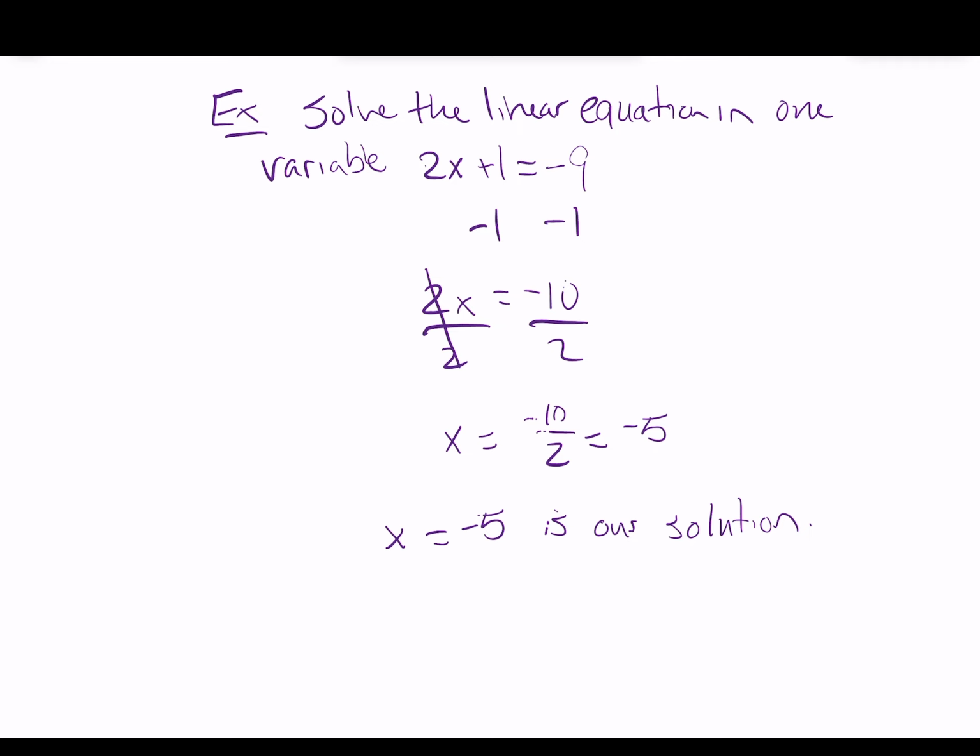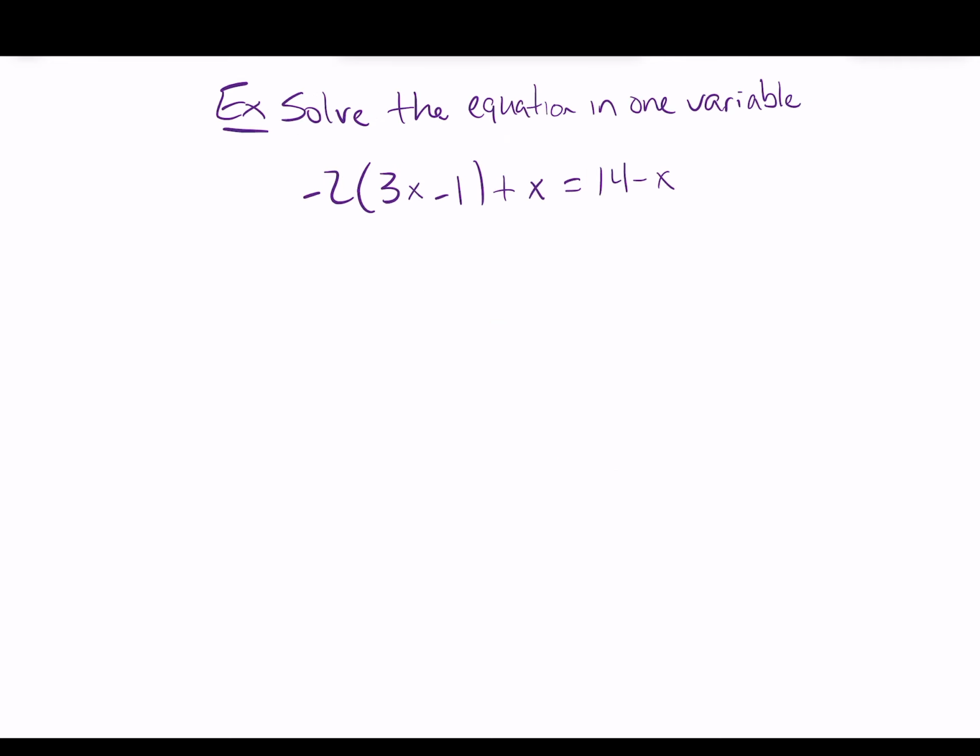Let's try a little more complicated example. Let's now solve this equation in one variable, which is negative 2 times the quantity 3x minus 1 plus x is equal to 14 minus x. Now the first thing we want to do here is we want to apply the distributive property. So negative 2 times 3x is negative 6x. Negative 2 times negative 1 is plus 2 plus x is equal to 14 minus x.